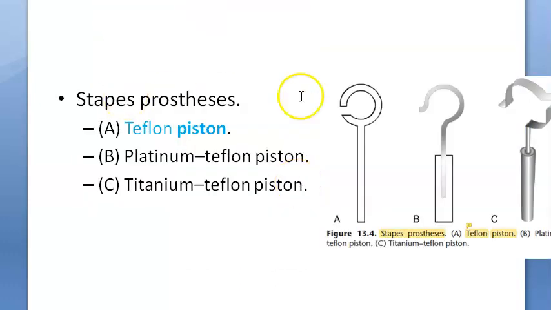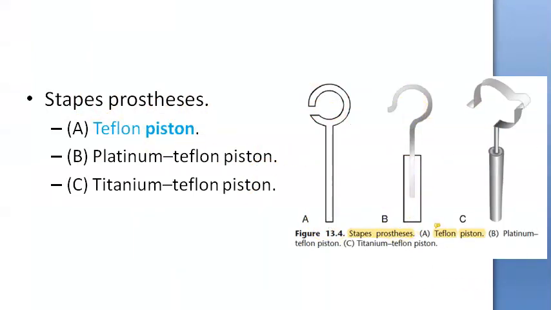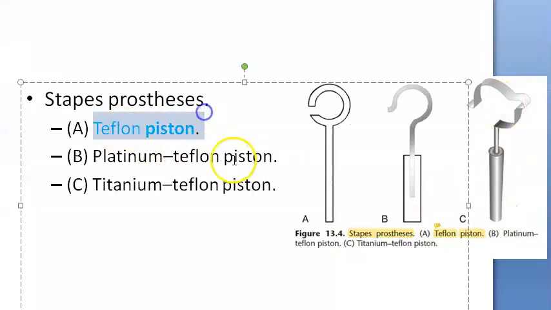There are 3 types of piston, guys. You have the Teflon piston, platinum Teflon piston, and titanium Teflon piston. Teflon piston is common, you see here. Only some part of it, platinum or titanium, is different.